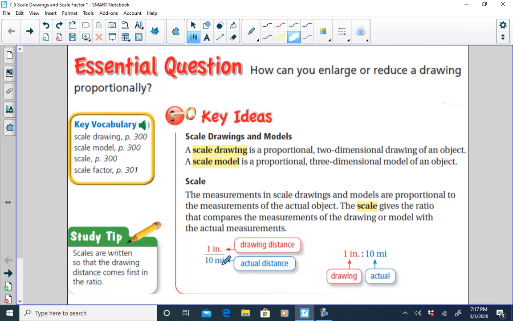Right? The key here is that when we write our ratio for scale, the measurement of the model or drawing is your numerator. The actual object will always be in the denominator of that ratio. All right?